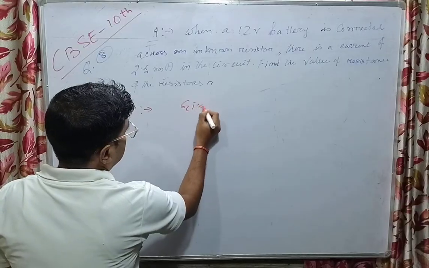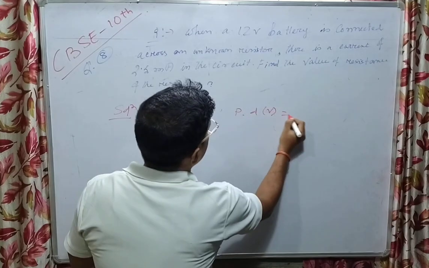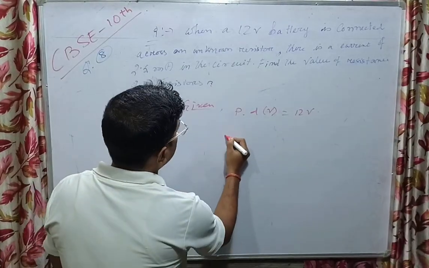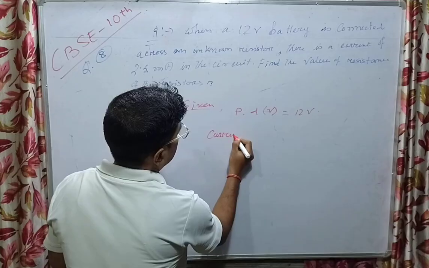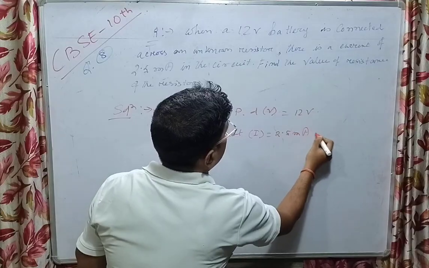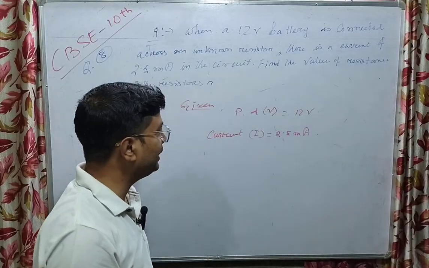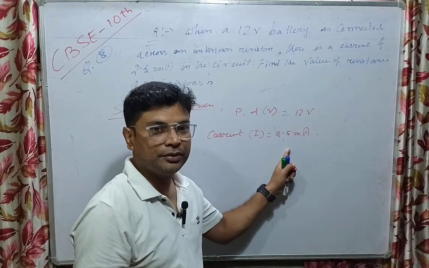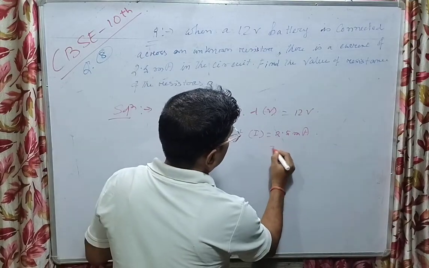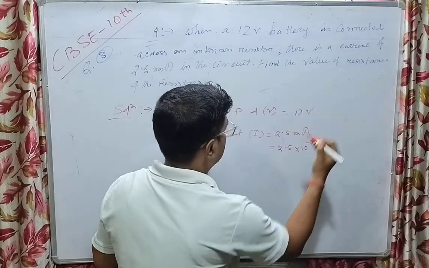Here, students, given potential difference V is equal to 12 volt, and the amount of current I is equal to 2.5 milliampere. 2.5 milliampere should be converted into ampere by dividing 2.5 by 1000. It means 2.5 into 10 to the power minus 3 ampere. Clear?